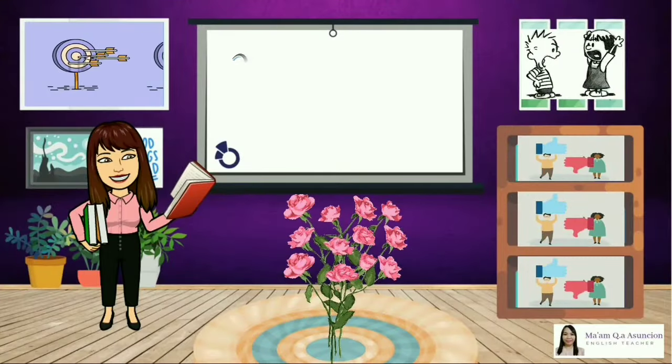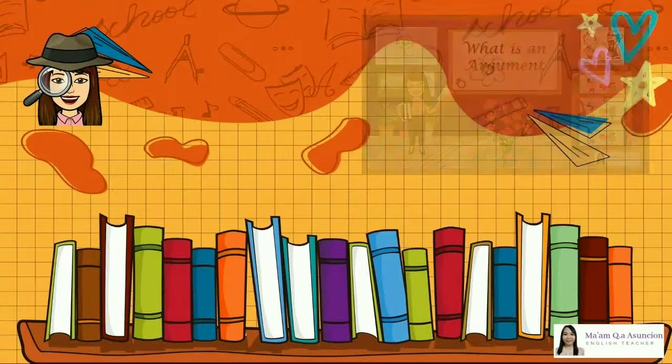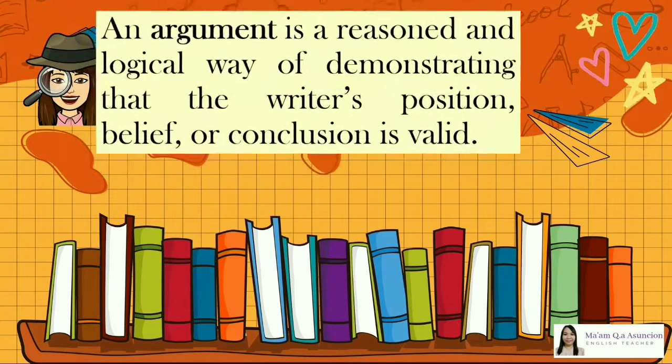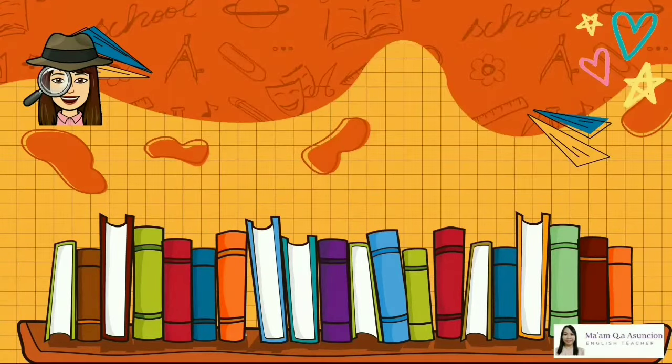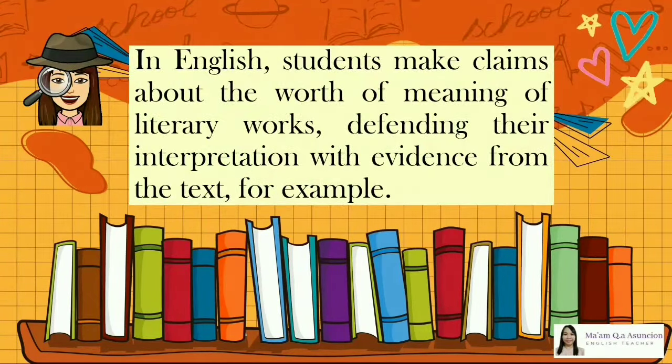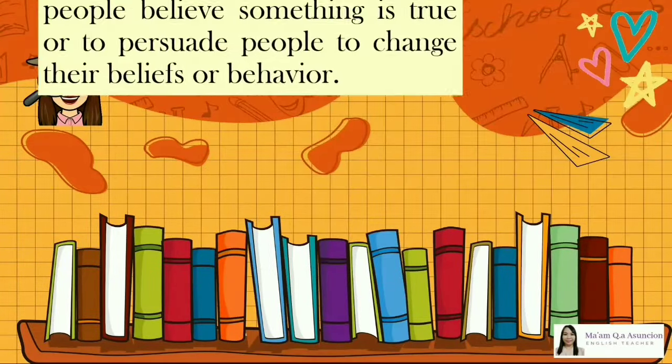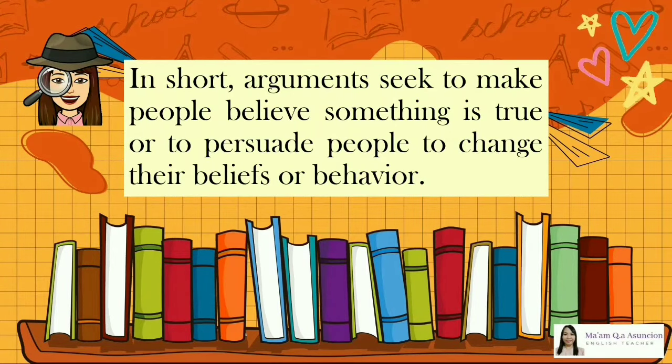What is an argument? An argument is a reasoned and logical way of demonstrating that the writer's position, belief, or conclusion is valid. In English, students make claims about the worth of meaning of literary works, defending their interpretation with evidence from the text, for example. In short, arguments seek to make people believe something is true or to persuade people to change their beliefs or behavior.